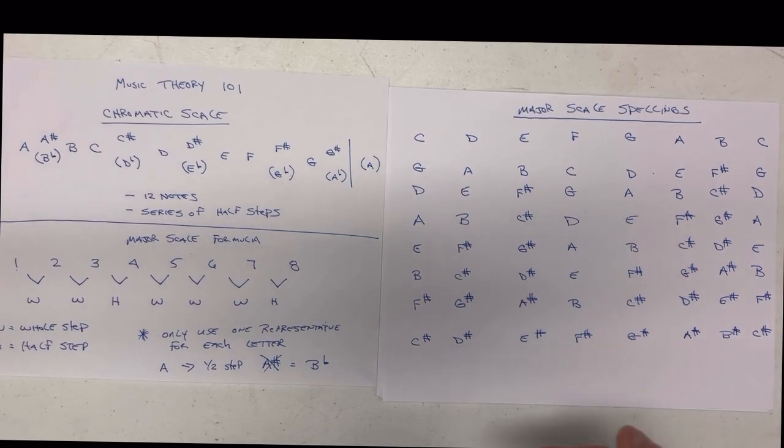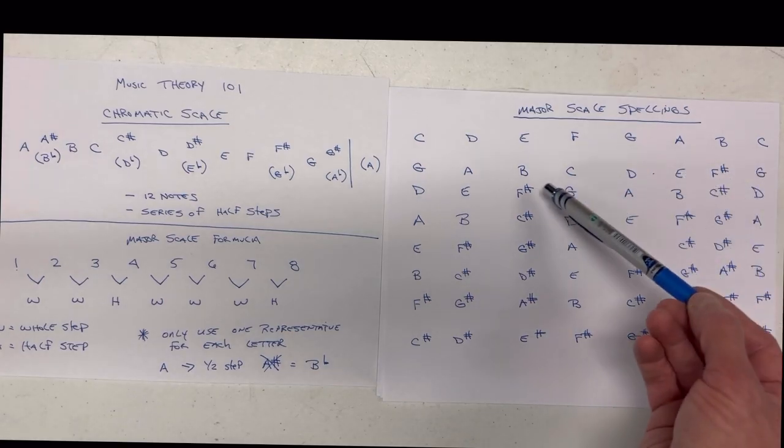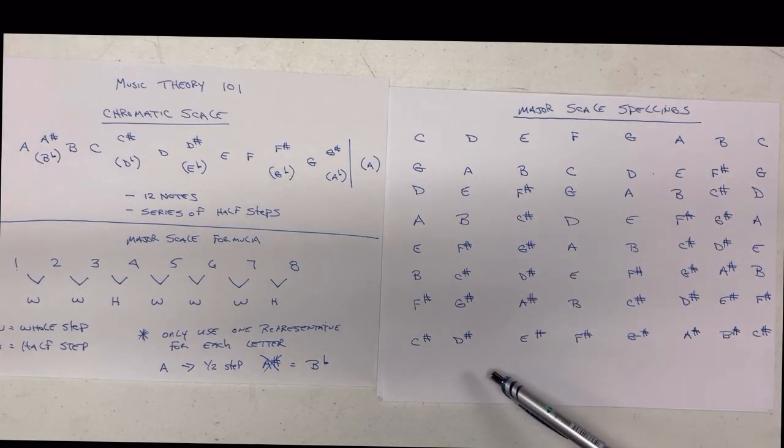And a guy that I used to work with a long time ago helped me with an acronym that I thought was very helpful. And what he said was, in the order of sharps, the way of thinking about it is: Fish, Cats, Goats, Dogs All Eat Bananas. So this 7th degree of each of the major scales right here is the new sharp note that gets added. And once it gets added in, it remains sharp for the remainder of all of them.